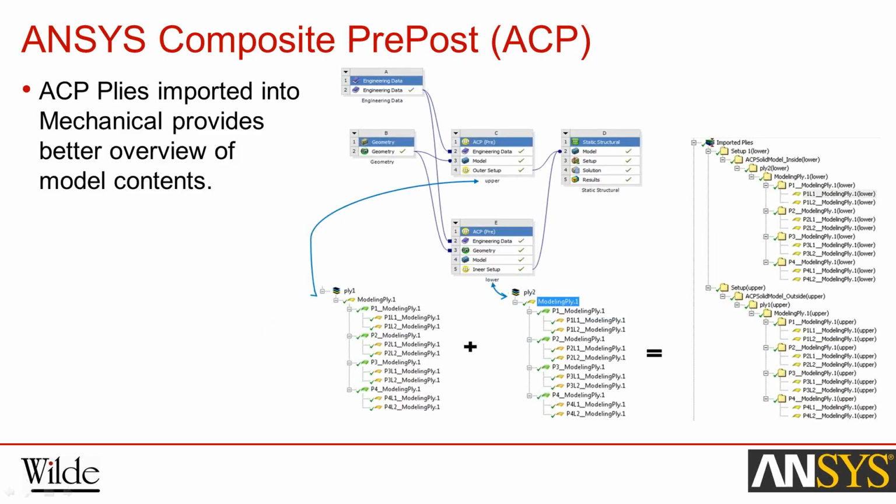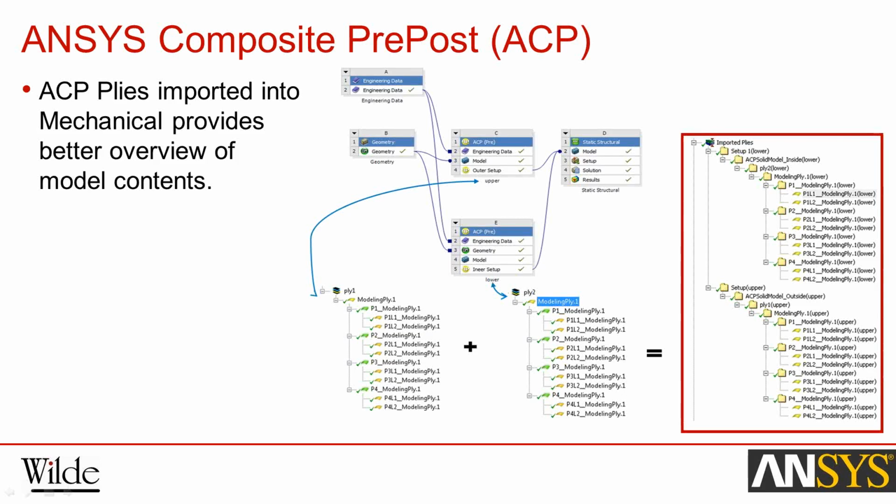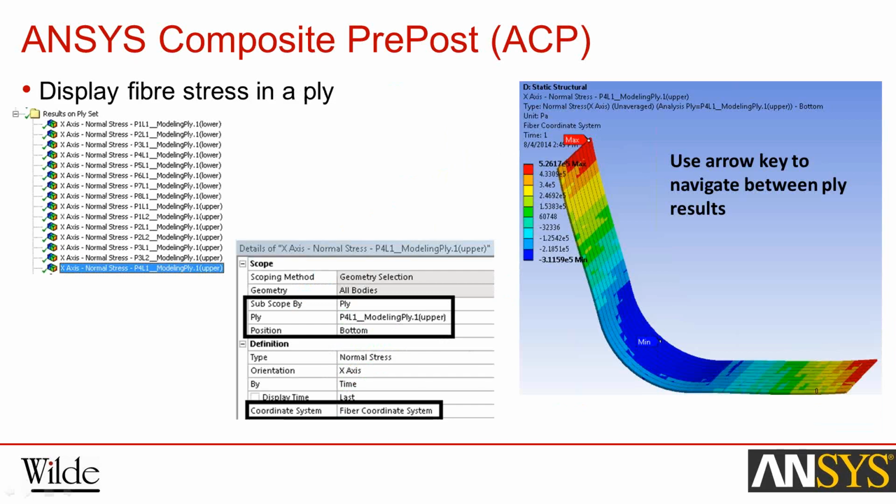We now also have the ability to import ACP plies into Mechanical. This will allow us to gain a better overview of the model content by using the familiar mechanical interface that we are used to. Within Mechanical, the plies are grouped as shown on the right hand side. Post-processing can be carried out in Mechanical, and we are able to view the fibre stresses within each individual ply.